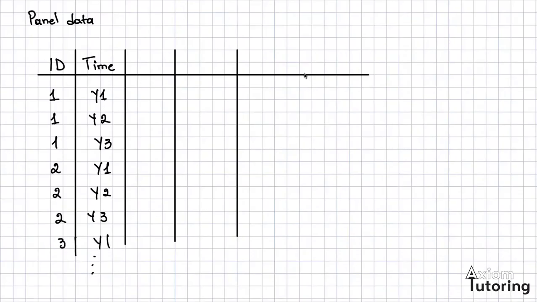So look very carefully. What is uniquely identifying every single line in here is the combination of both the ID and time. Okay, so that means that if at some point you had another line in here where you have 1, year 2, then whenever you try to run any kind of methodology, it's going to give you errors because you can't have this and this in 2 separate lines, okay?